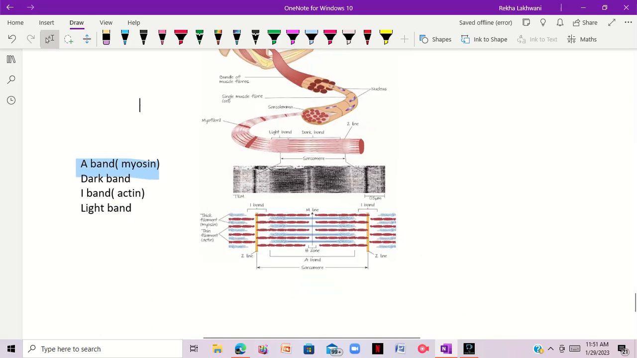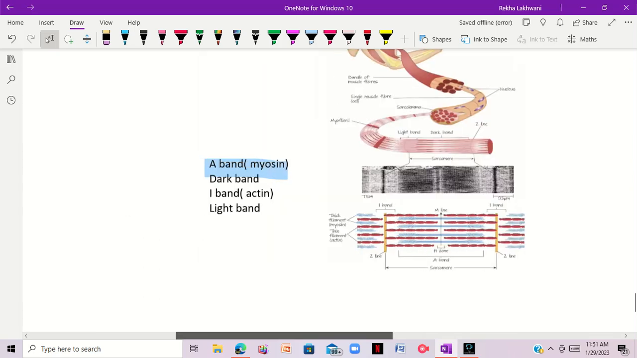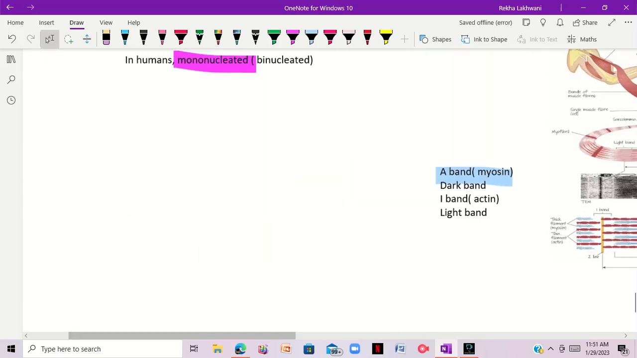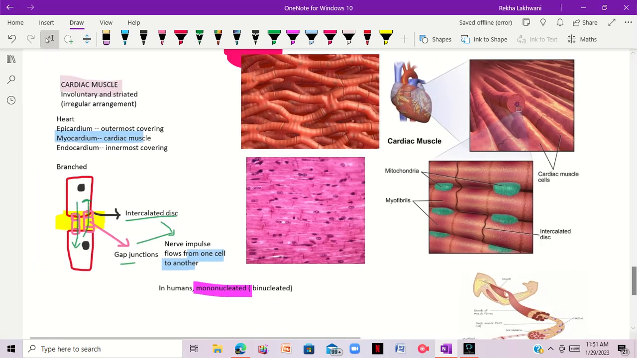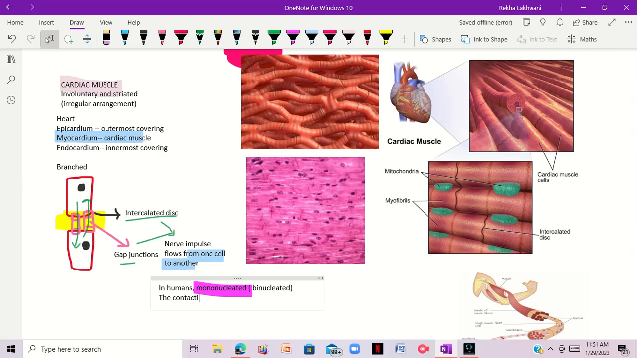If we talk about the contractions, they are quite intermediate in the cardiac muscles; they are very fast in the skeletal muscles and slow in smooth muscles. But over here, the contractions are intermediate, and basically all the cells work as a unit.